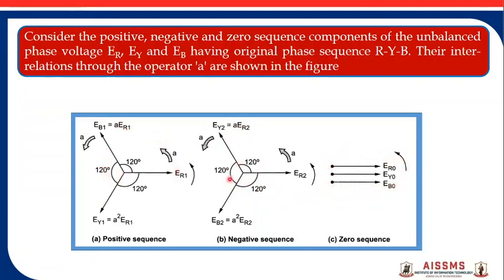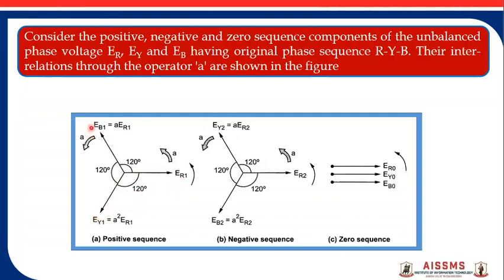If you see all three phasors, they have the same magnitudes. The magnitudes of ER1, EB1, and EY1 are all the same. The phase sequence of this positive sequence component is the same as that of the supply. The phase displacement between ER1 and EB1 will be 120 degrees, between EB1 and EY1 will be 120 degrees, and between ER1 and EY1 will be 120 degrees.